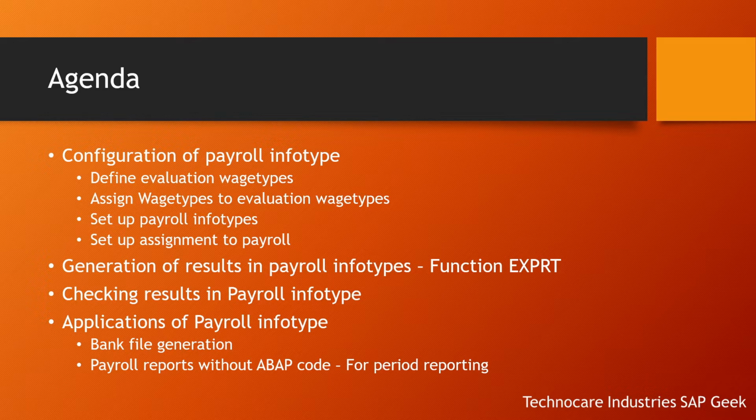So the purpose of this video is to explain the configuration required for setting up your payroll infotype, right? It involves 4 steps. First one is define evaluation wage types. You can consider these as the different fields that would be present in your payroll infotype. Then the second configuration is assign wage types to the evaluation wage types.